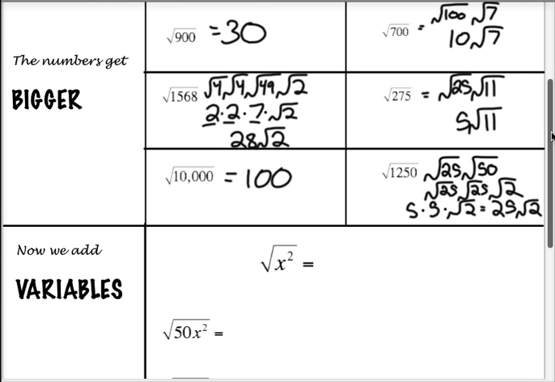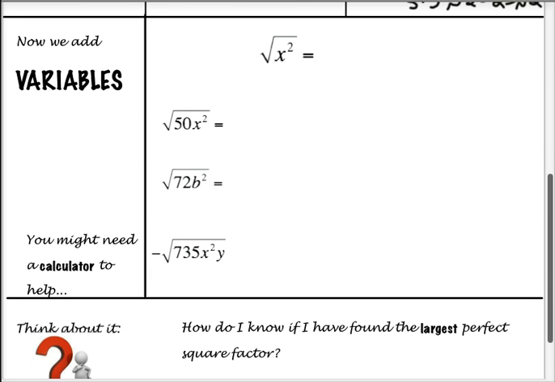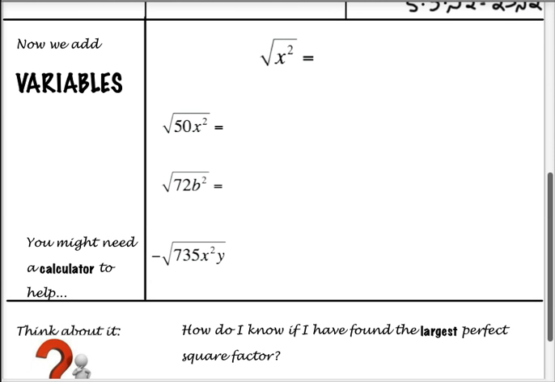Now, let's take a look at our next bit. So our next bit is dealing with variables. So the square root of x squared. The square root of x squared actually just gives you x. A square and a square root undo each other. So whenever you have a variable squared, you can actually pull it outside of the square root as just the variable.